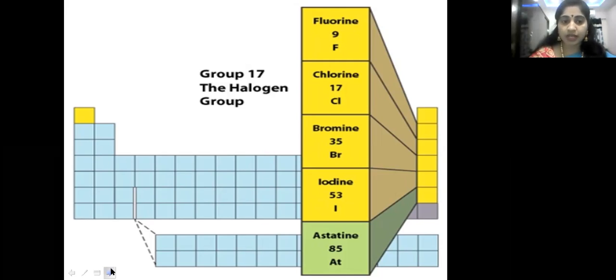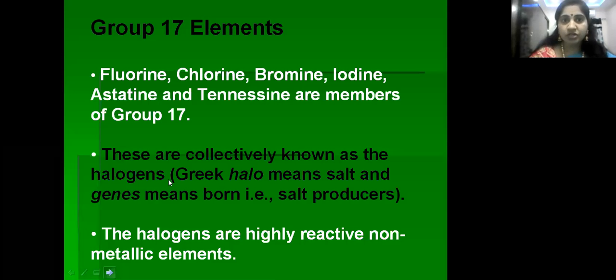So these are called halogens, right children? So 17 group elements. Which elements are present in 17 group? Fluorine, chlorine, bromine, iodine, astatine and tennessine. So these are the elements present in 17 group, right children?